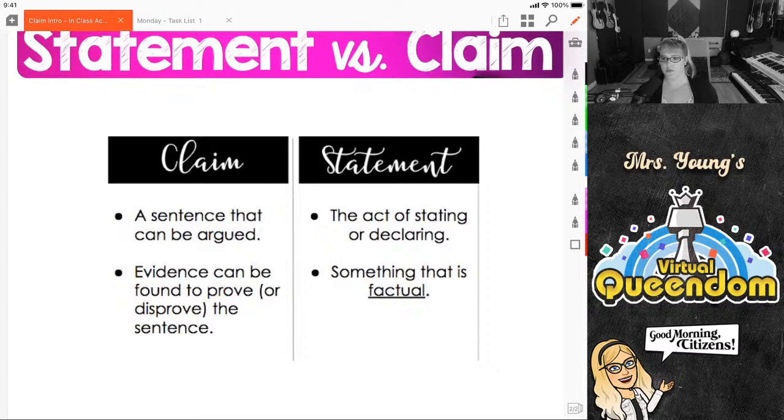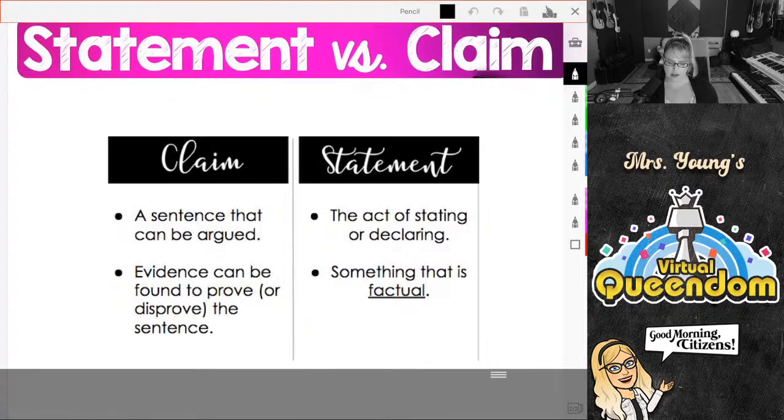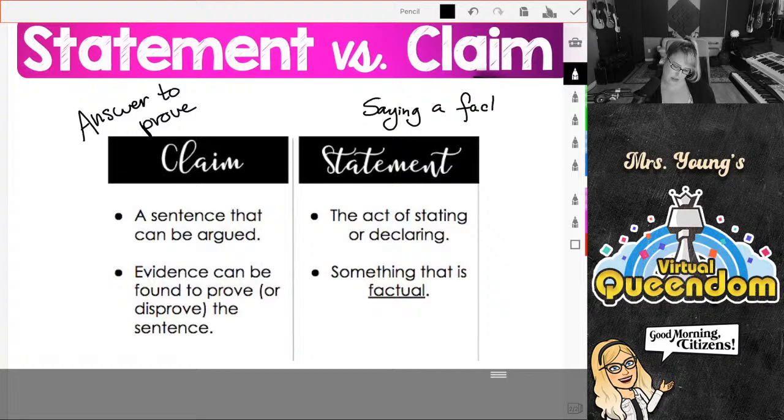So what we want to know is what's the difference between a claim, where you're trying to create an answer to prove, versus a statement, where you're just saying a fact. So we are going to work on trying to find the difference between a claim and a statement.